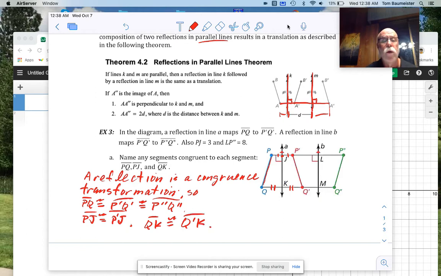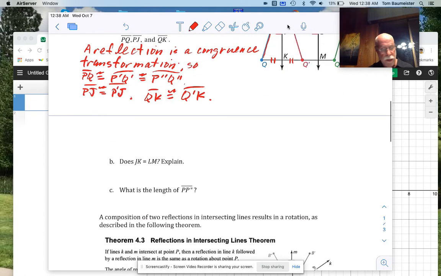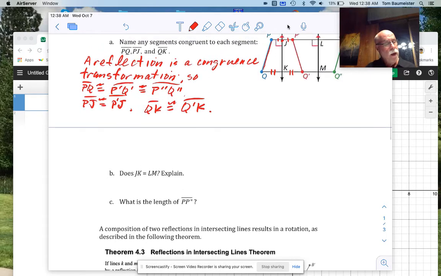All right, so I did all three. That's what they asked for. Great. Okay. Does JK, remember now we're talking distance, there's no line segment over it. So does the distance of JK equal the distance of LM? And explain. So if you look up here again, I kind of told you. So I'm going to tell you it's yes.